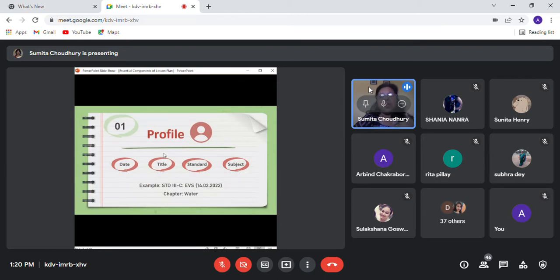Now I am moving to my next slide, that is profile. Profile consists of date, then after time, standard and subject. Date, title, standard are already essential components but can be put together to make a profile. So teachers, can you tell me what is the importance for profile?